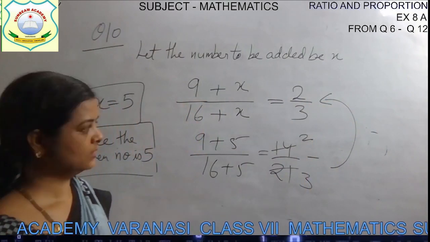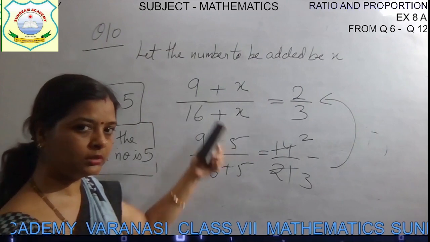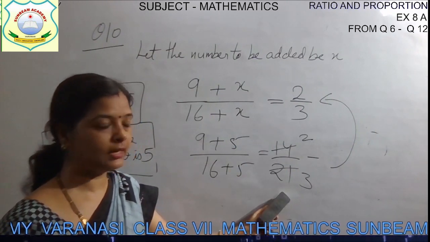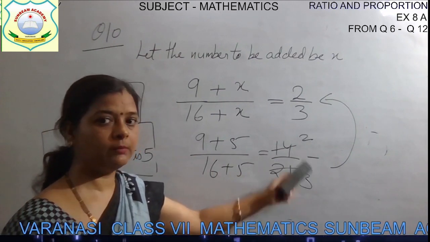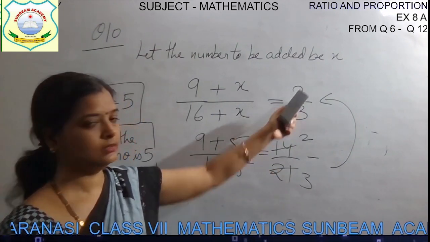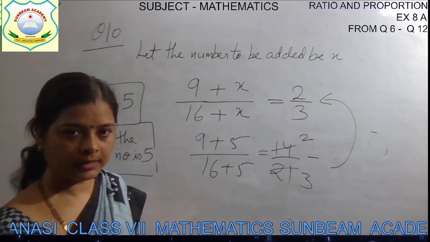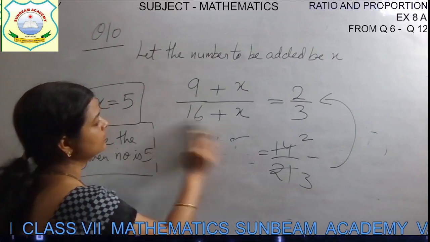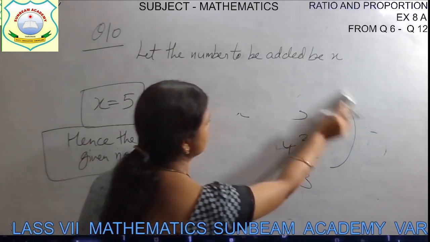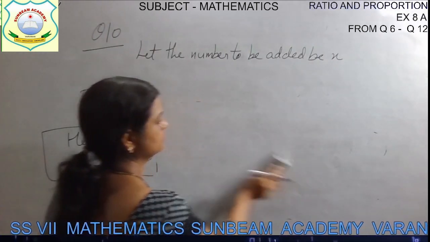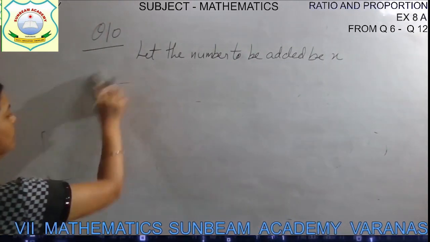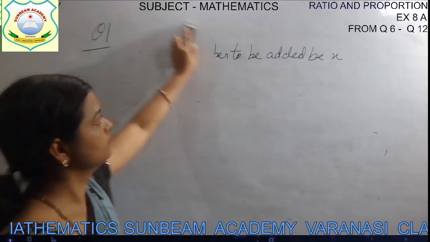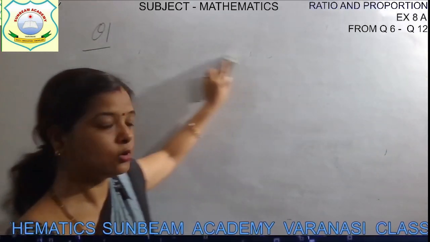Clear? If you add 5 to both 9 and 16, whatever result you get in simplified form will be 2 by 3. See, this was our question. Clear? Now, let's move to the next question, that is question number 12. Quickly write down in your notebook, children, and then we will see how to solve question number 12.